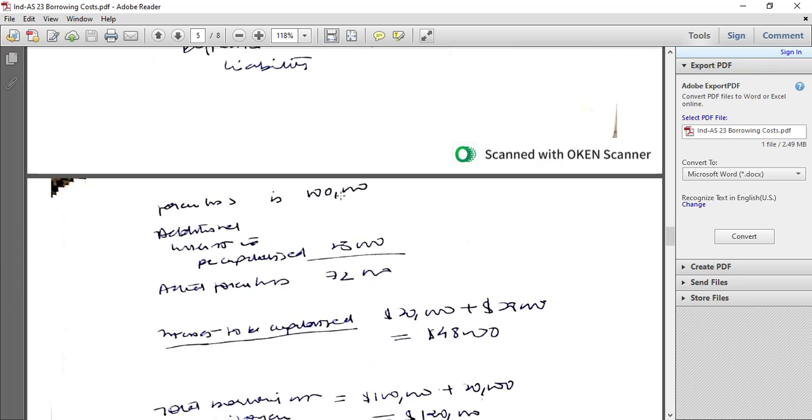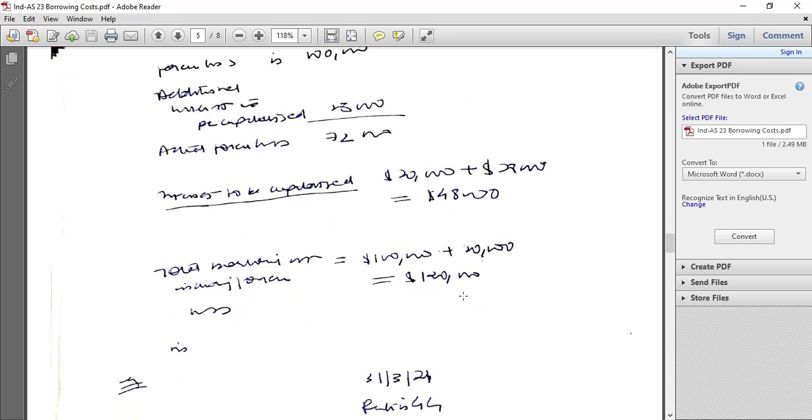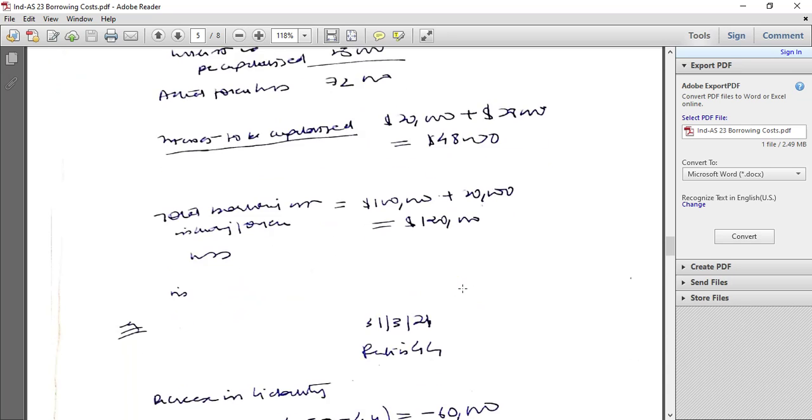Foreign currency losses 1 lakh. Additional interest capitalized is 28,000. 72,000 is the actual forex loss. Total borrowing cost in foreign currency will be 1 lakh plus 20,000, that is 1,20,000.